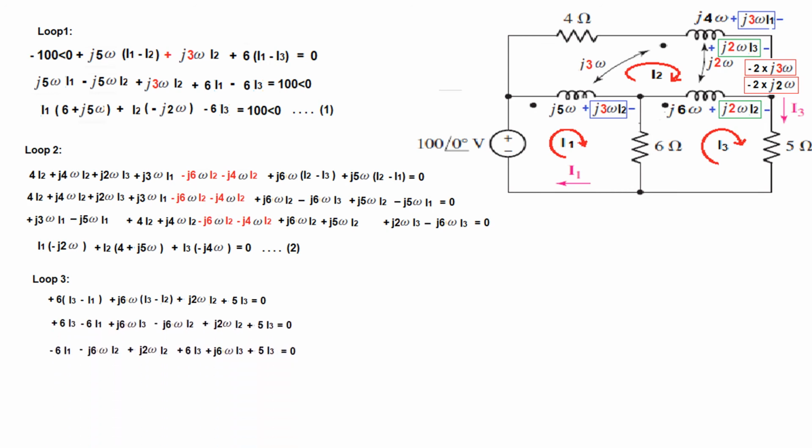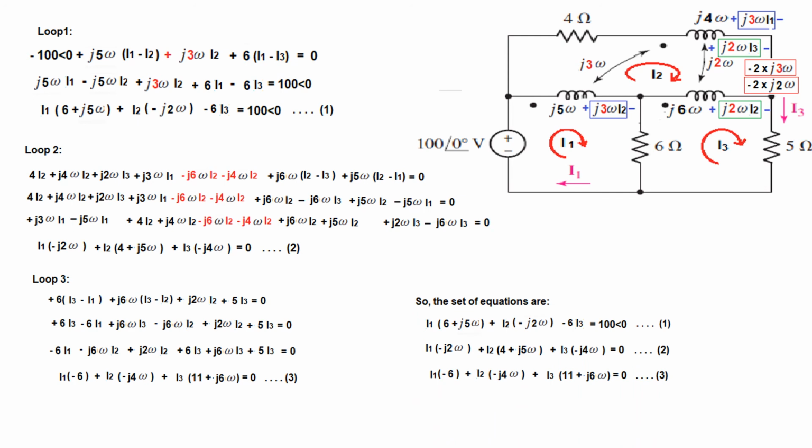Here also we simplify, collect the like terms. So finally we can write that our three equations are these three from here, this equation 1, equation 2 and equation 3. So this completes the first part of the question. We have got all the three equations in terms of j omega.